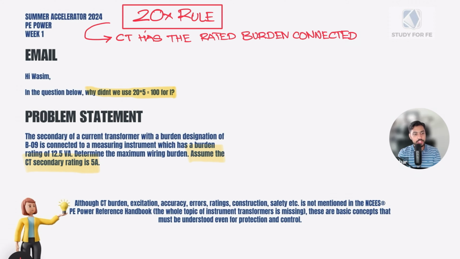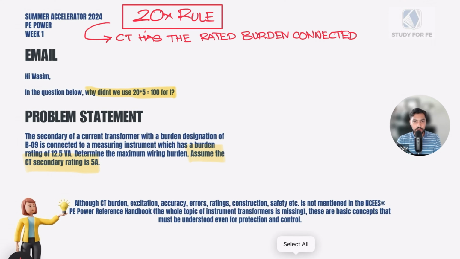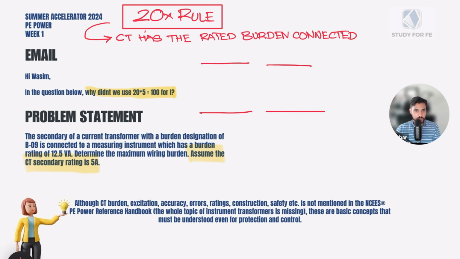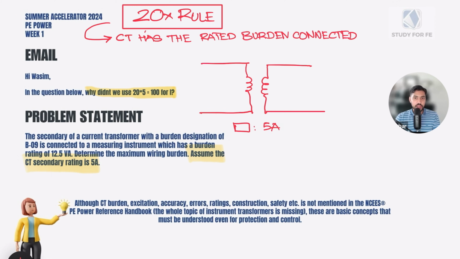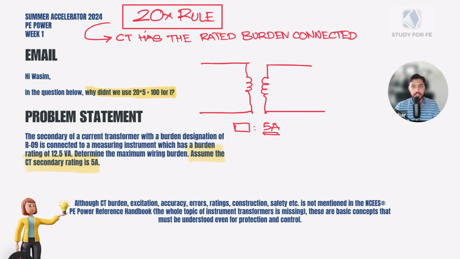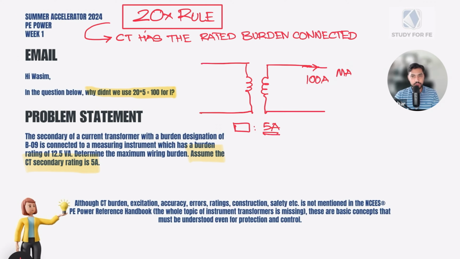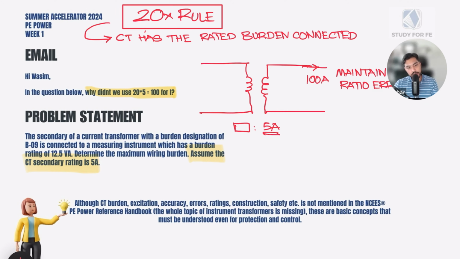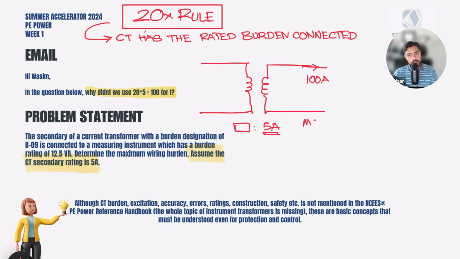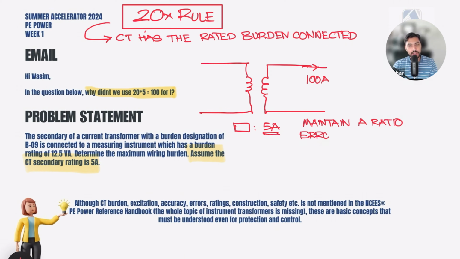And what happens at the 20x rule? So the idea is that if we have 20 times the secondary amps flowing on the CT, let me just quickly sketch it, right? So if this is a 5 amp CT, I don't care about what is on the primary, but the secondary is 5 amps. So the 20x rule, if you just blindly apply it, tells you that if 100 amps are flowing on the secondary of the CT, then you're going to maintain the ratio error less than 10%. In other words, that basically means that the CT will not get saturated.